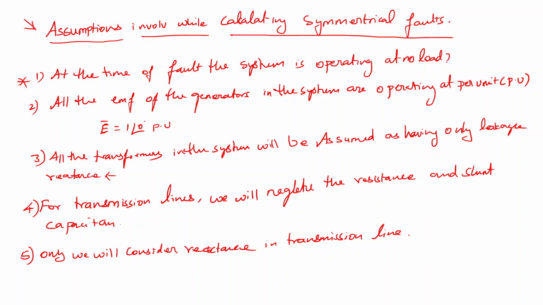So we usually have only 4 points, the fifth point is a continuation of the fourth point. Okay, so please note down. Next, we will see the steps involved in solving the symmetrical fault analysis problem.